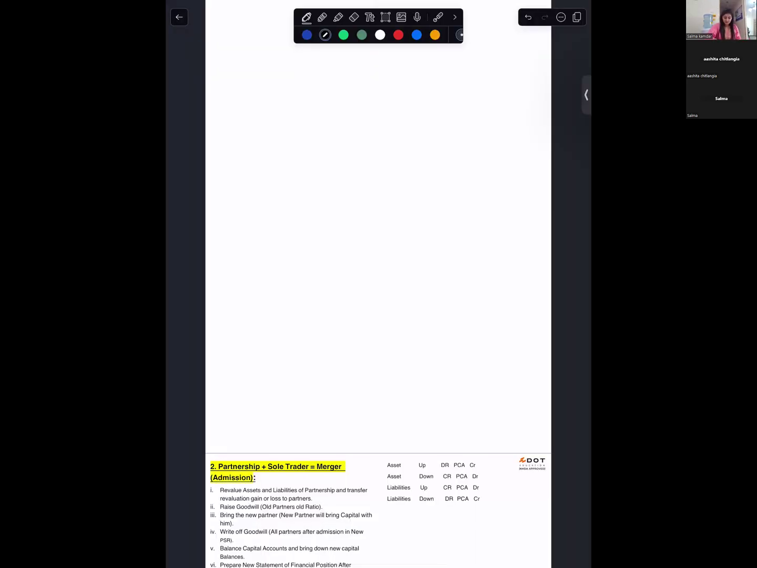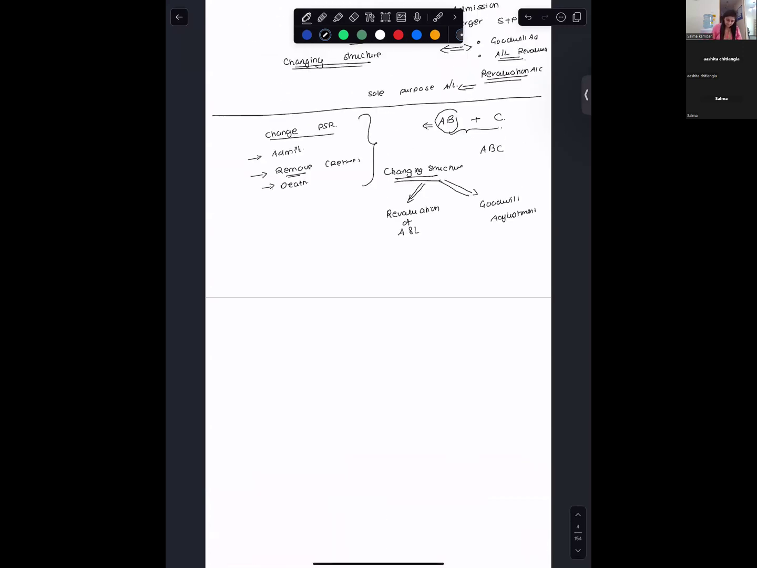So now let's take it again. What are we studying? Admission of a new partner. Admission of a new partner is similar to what? It is similar to merger.